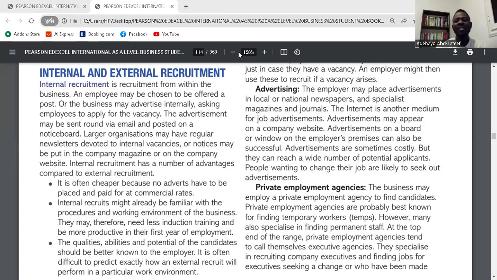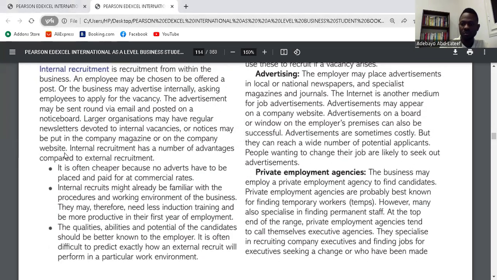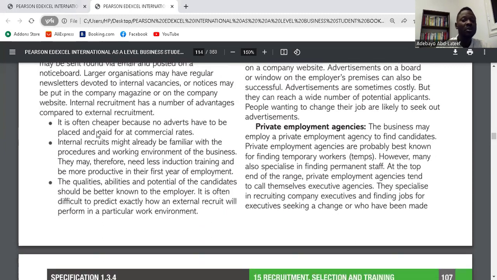So what are the advantages of internal recruitment? One, it is often cheaper because no adverts have to be placed and paid for at commercial rates. So you don't pay for advertisement. That's why it's cheaper. Two, internal recruits might already be familiar with the procedures and working environment of the business. They may therefore need less induction training and be more productive in their first year of employment. Whoever is being appointed knows the business well and knows the practices of the business. So there's no need for introduction.